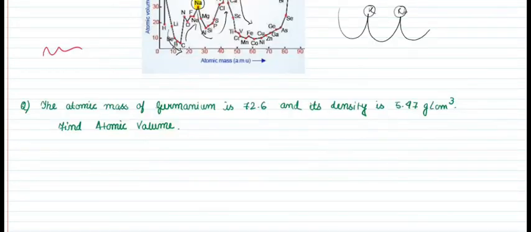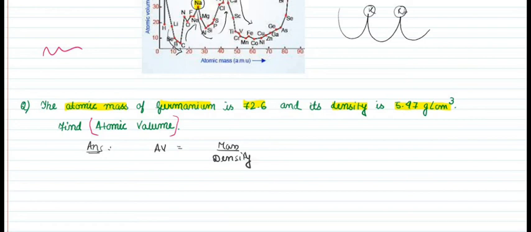Now let's look at this simple question right here. The gram atomic mass of germanium is given as 72.6, and the density is 5.47 gram per centimeter cube. We have to find the atomic volume. This is very easy. Just apply the formula. Atomic volume's formula is mass by density, right? Volume is mass per unit density.